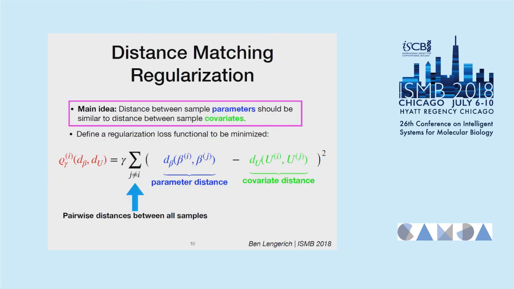Distance matching regularization follows the idea that the distance between sample parameters should be similar to the distance between sample covariates. So for sample i, the distance matching regularization is a function of d beta and du. d beta and du are distance metrics. And it is the sum over all pairwise distances, so the neighbors j, of the squared error between the implied distance in parameters and the implied distance in covariates. So when we optimize this, what we're going to end up doing is pulling together parameter distances and covariate distances.